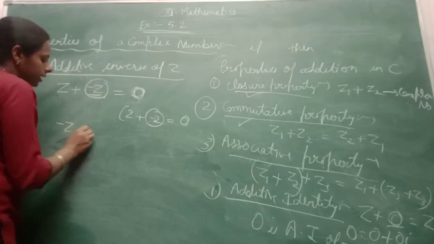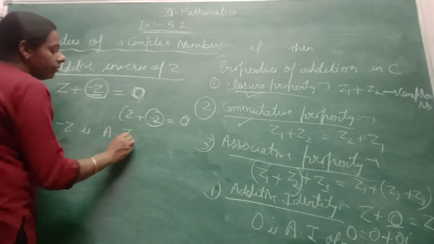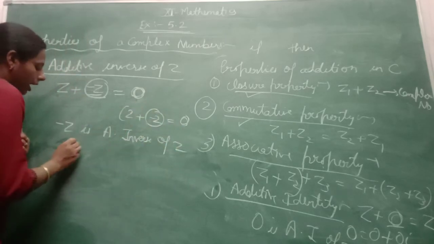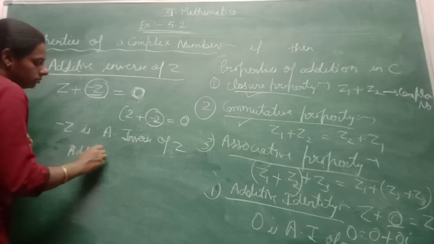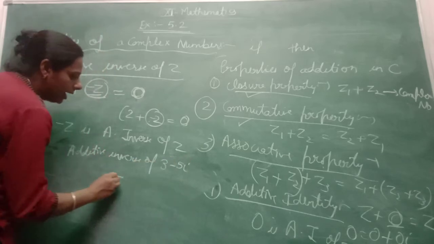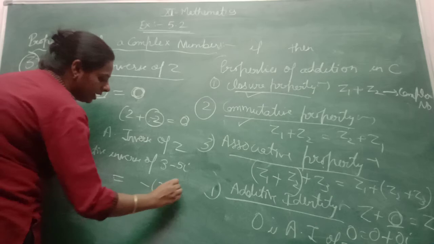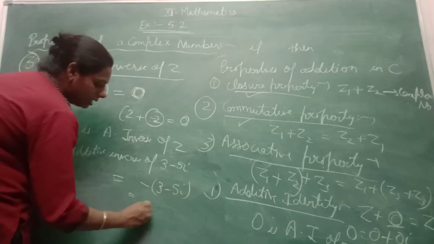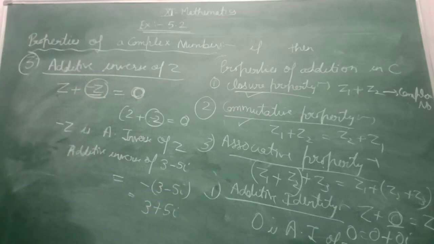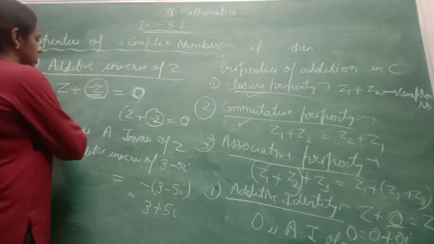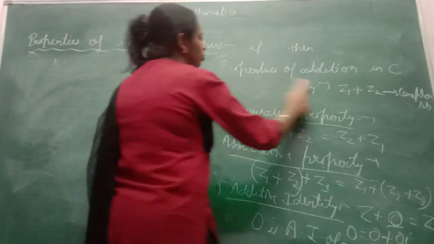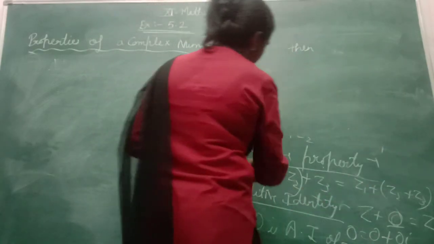So -Z is the additive inverse of Z. Suppose I am taking the additive inverse of 3 minus 5i, that is, change the symbol, that is minus 5i. Okay, your answer will be 3 plus 5i. This will be your answer in the case of the additive inverse. These are the whole properties that are related to the addition of complex numbers.